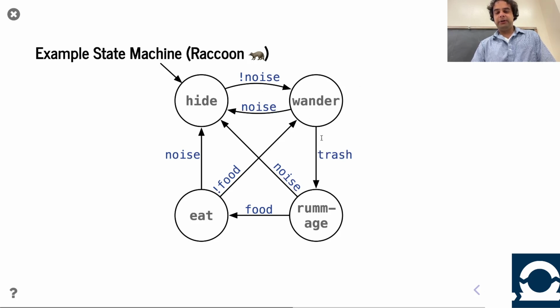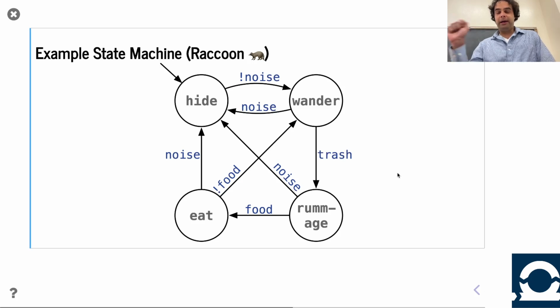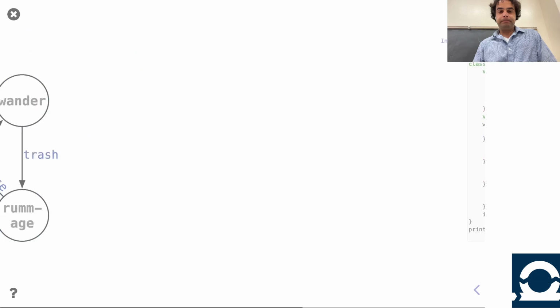If it manages to find trash, that's what these arcs from our state machine are. If that condition is true, you change states. We're going to go rummage through the trash. If we find food, great, we can eat that food. If I don't find food, shucks, gotta go back to wandering again. If at any point we hear noise, we're going to go back to hiding, right? We're going to go hide away. So this is a four state machine for a raccoon. I think it's really helpful to draw these out by hand first before we go ahead and code it up. Okay, so let's code it up.